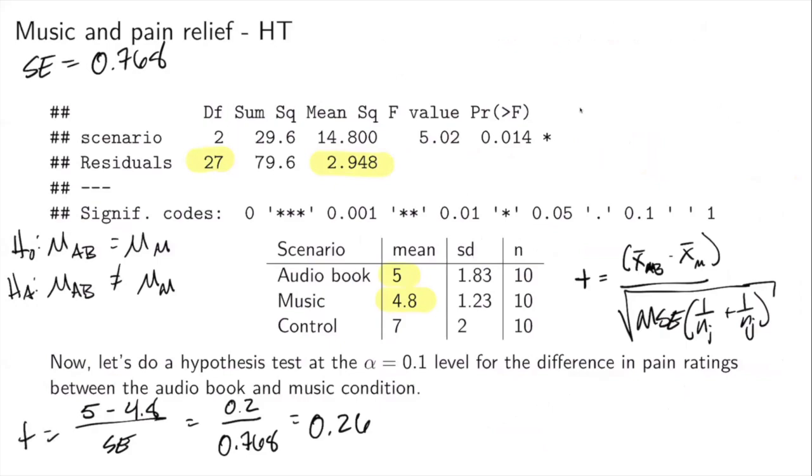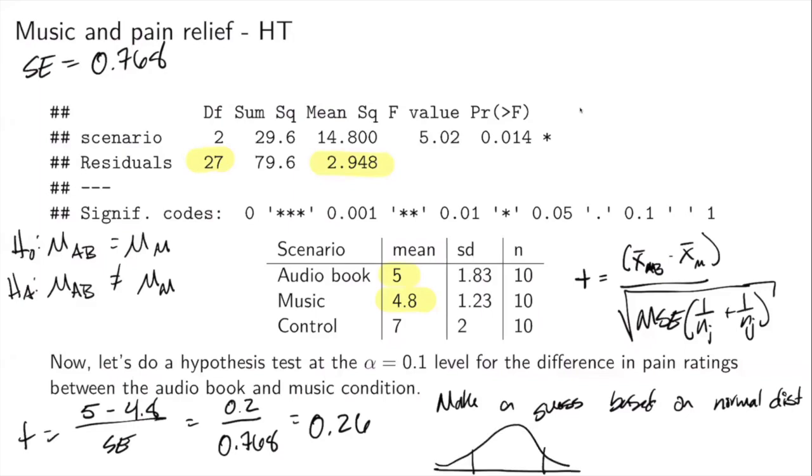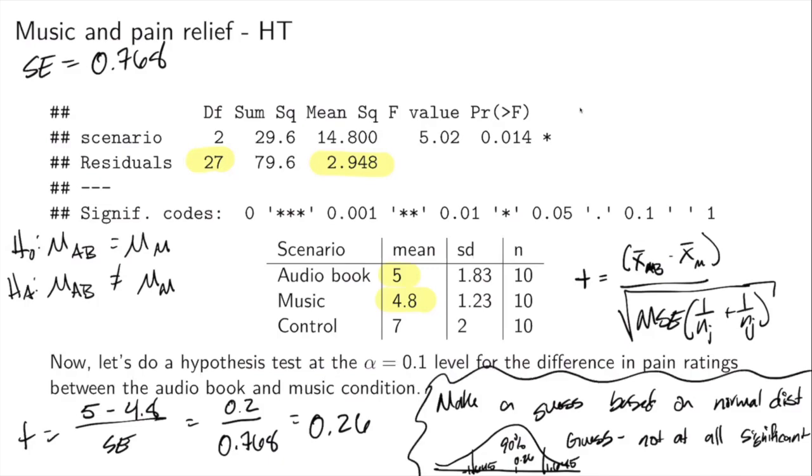And my suggestion is always to make a guess based on the normal distribution. What would my guess be here? Is it going to be significant or not significant? For a normal distribution, to have 90% in the middle, it goes out to 1.645. If it was in the tails outside of that, then it would be significant. In this case, we found 0.26. So my guess is not at all significant. So that's my expectation. Again, the t distribution is not exactly the normal distribution, but it's good to have an idea in our head.